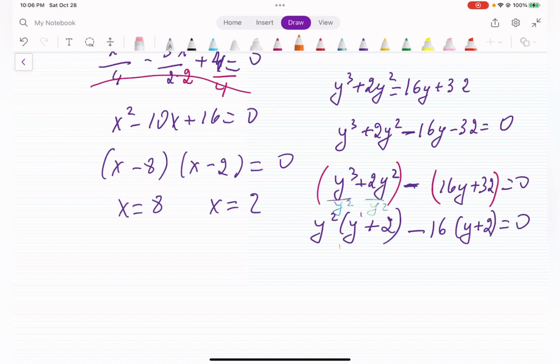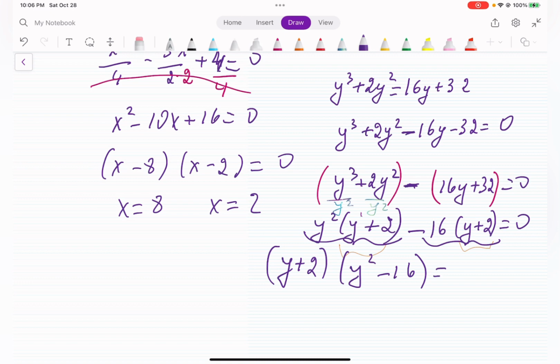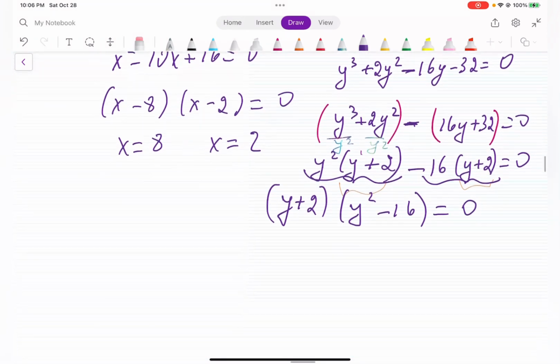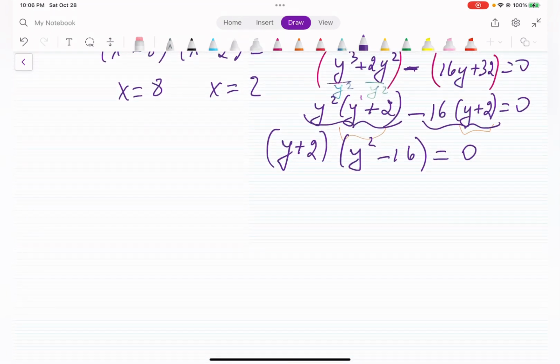Okay, we have a common factor, right, for both terms. So y plus 2 I'm taking out. From the first term will be left y squared. From this term will be left minus 16. Yes? All right. So what we are getting, first case either y plus 2 equals 0 or y squared minus 16 equals 0.